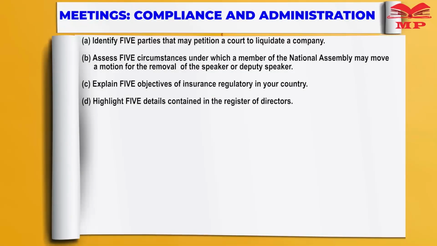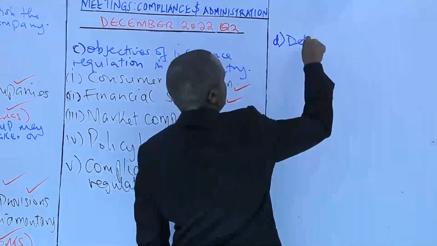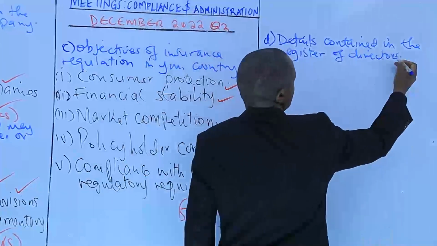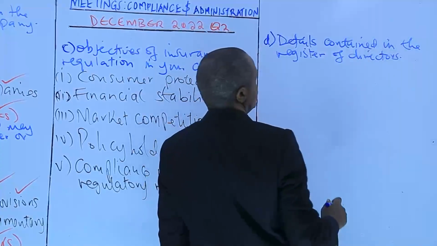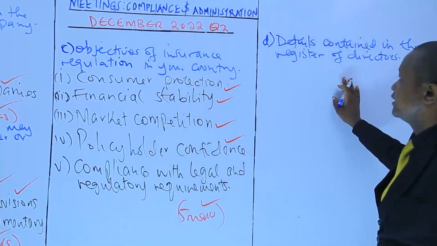Then part D, highlight 5 details contained in the register of directors. Details contained in the register of directors.